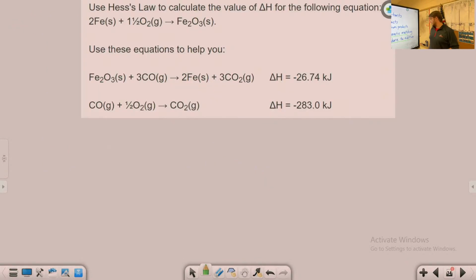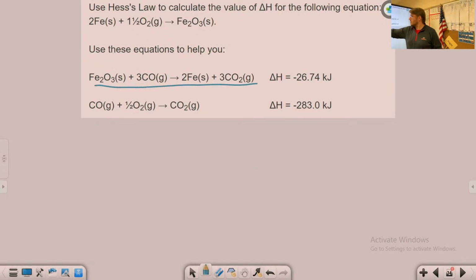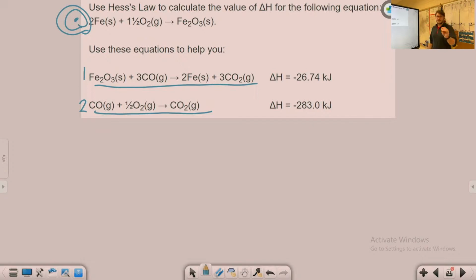So let's just dive right into a sample problem. Bottom line is we're going to take these provided reactions, and we're going to rearrange and manipulate them. Call this reaction 1 and this reaction 2. We're going to rearrange and manipulate those two given reactions to get to the target. That's our target reaction. It's going to match the target.